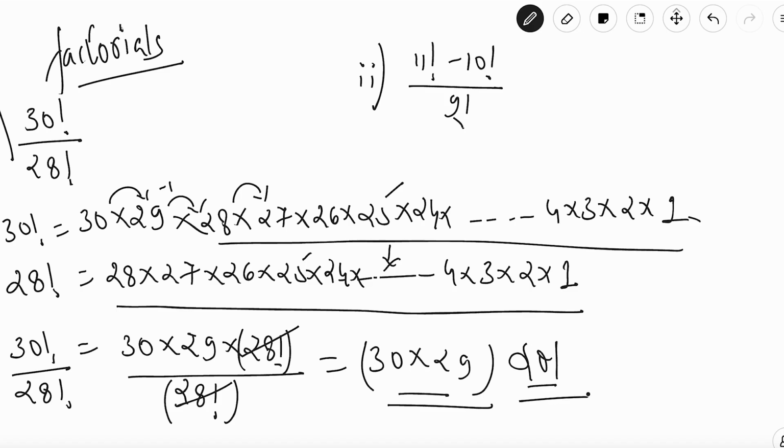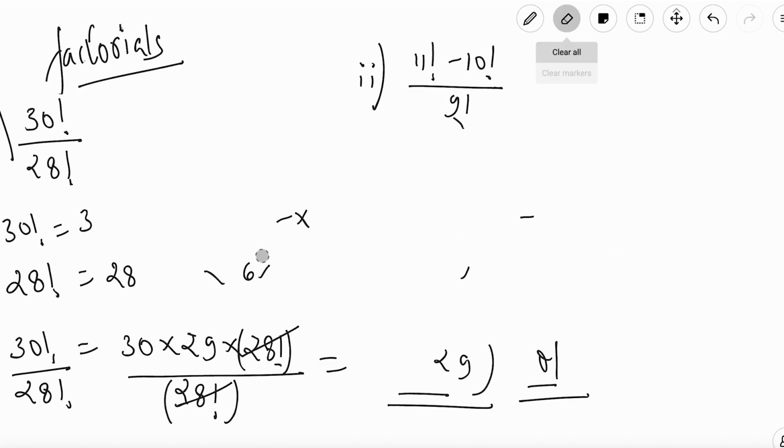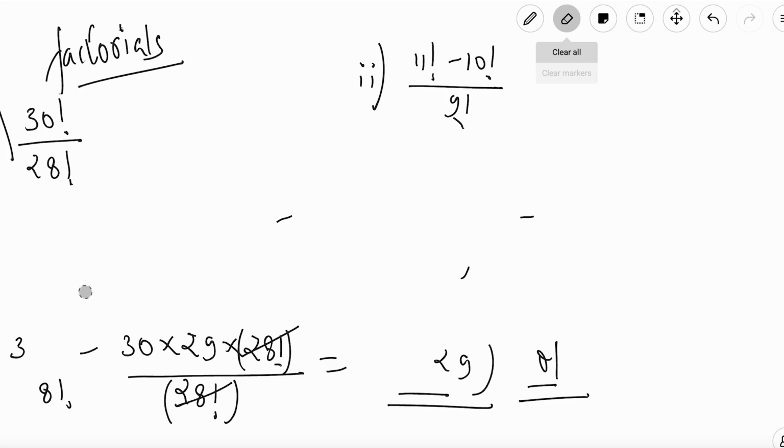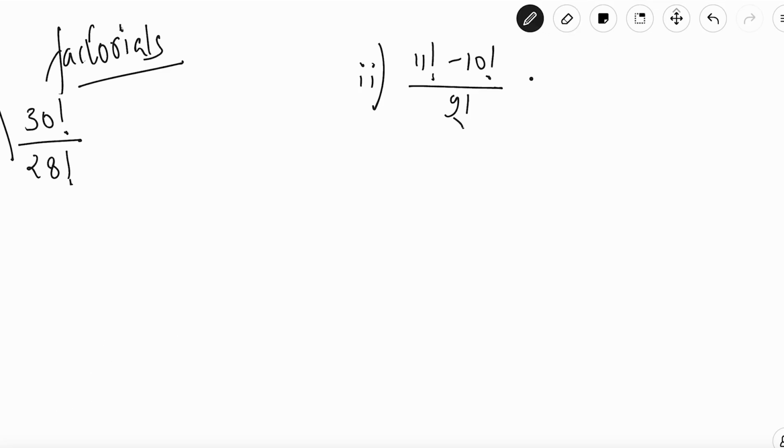Now let's check the next example. Okay, so we have 11 factorial minus 10 factorial, into 9 factorial. So here again 11 factorial can be written as 11 into 10 into 9 into 8 into 7 into, again, 3 to 1.